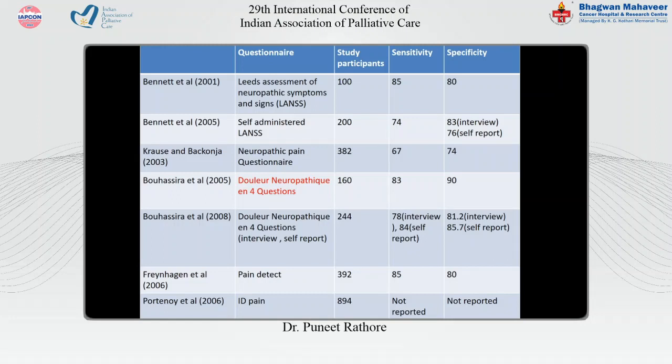This table shows the comparison of the common screening tools, with the specificity of around 90. Similarly, the LANS questionnaire has a sensitivity of 85 and specificity of 80. The neuropathic pain questionnaire has a sensitivity of 67 and specificity of 74. Similarly, Pain Detect has a sensitivity of 85 and specificity of 80. So DN4 is a very good screening tool.